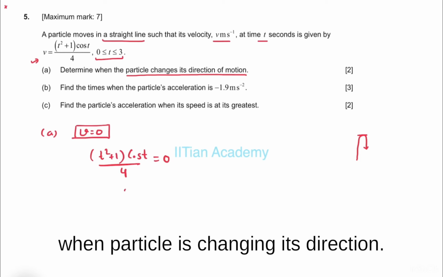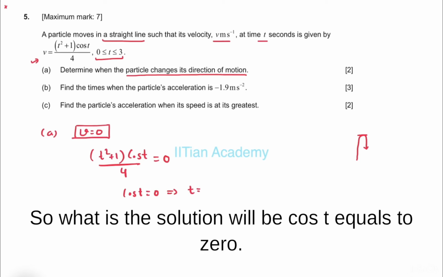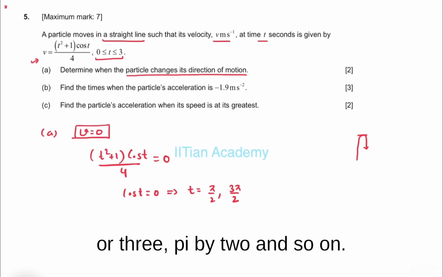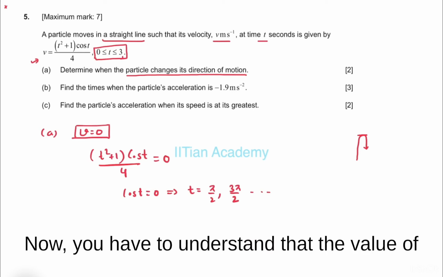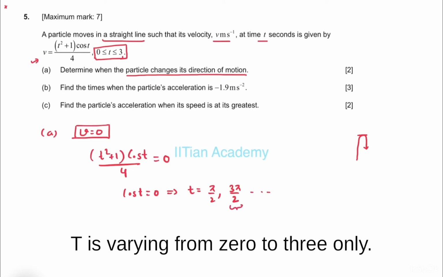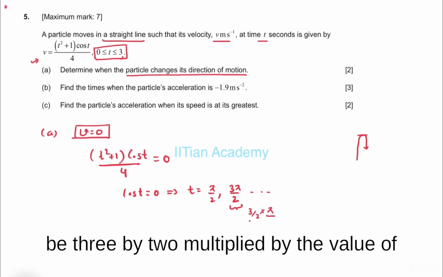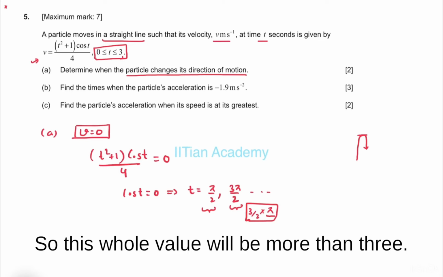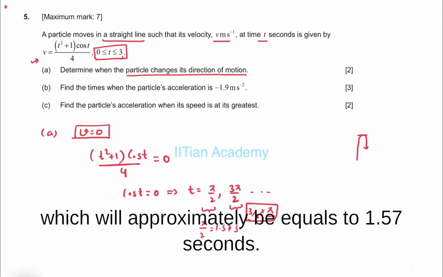when the particle is changing its direction. Now t² + 1 cannot be 0, so the solution will be cos t equals 0. That means t can be either π/2 or 3π/2 and so on. Now you have to understand that the value of t is varying from 0 to 3 only. So we can reject 3π/2, because this is anyway greater than 3. So the only solution is π/2, which is approximately equal to 1.57 seconds.